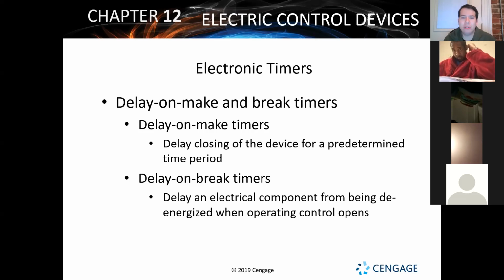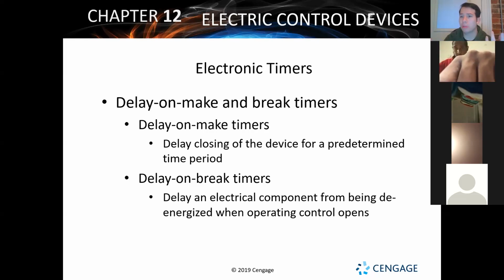Delay on break timers are a little bit different. Basically, they keep a component on after something else turns off. A really common use for a delay on break timer is for blower motors. You've got gas furnaces heating up a heat exchanger, or oil furnaces heating up a heat exchanger, or an electric heat strip, where it's just a coil of electricity that heats up. Well, that gets really high temperature.